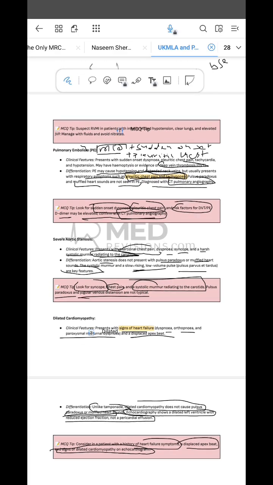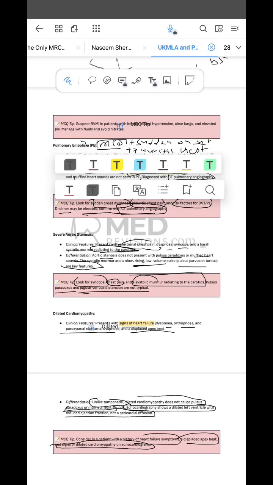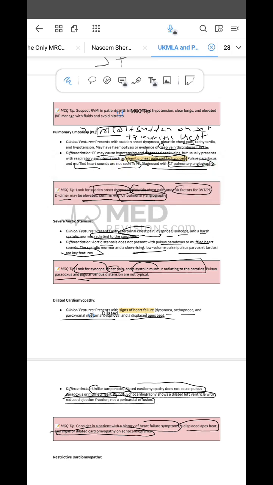In severe aortic stenosis, there is dyspnea, syncope, exertional chest pain, and a systolic murmur radiating to the carotid. Pulsus paradoxus and raised JVP are not typically present. They are typically present only in cardiac tamponade.